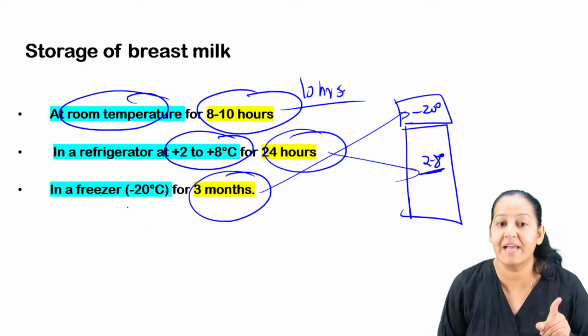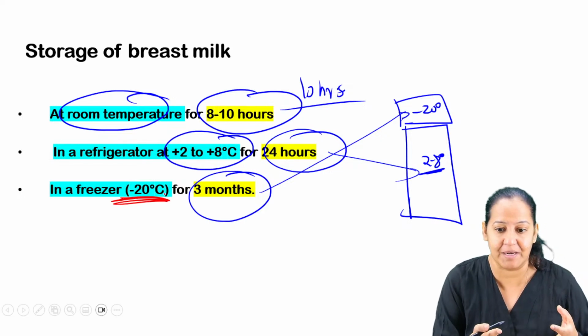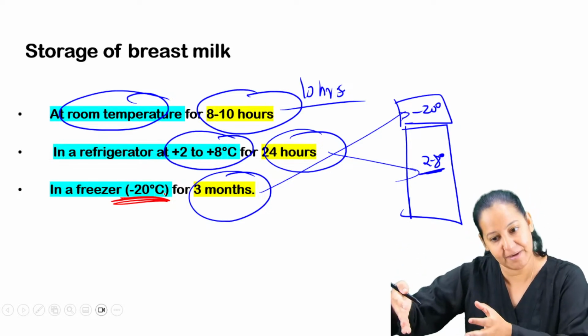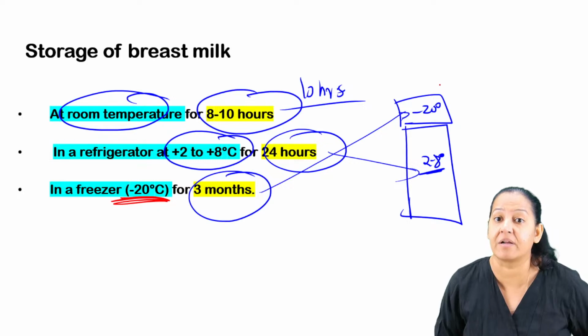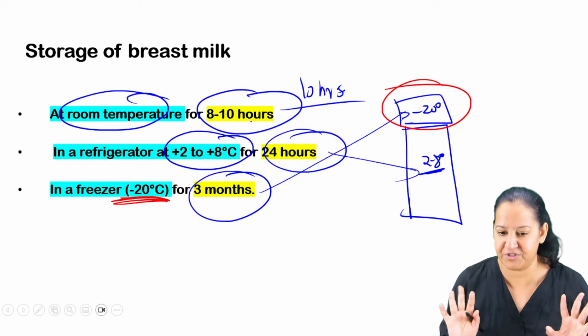And the breast milk bank stores the breast milk at minus 20 degrees. So some mothers who have additional breast milk, apart from feeding their baby, can give it to the breast milk bank, and the breast milk bank will keep it stored in the freezer for 3 months. And for those 3 months it can be used. So learn the temperatures ultimately.